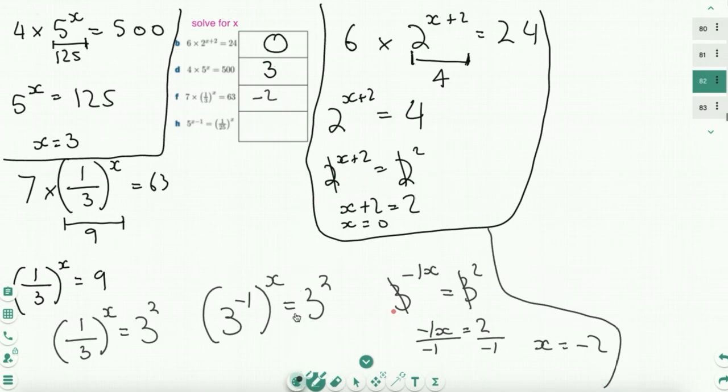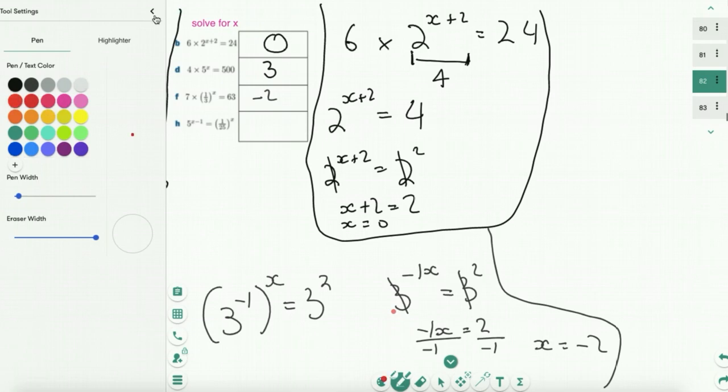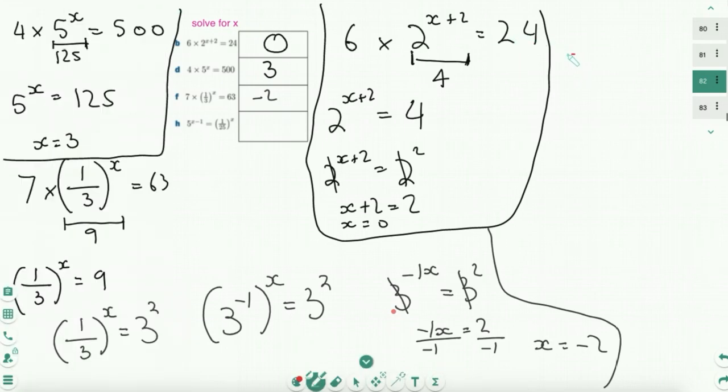And then last one, 5^(x-1) is equal to 1 over 25 to the power of x. Very similar. Our base is 5, our base is 25. Let's make both our bases 5, because 5 to the power of 1 is 5, 5 to the power of 2 is 25. So 5, this stays the same.